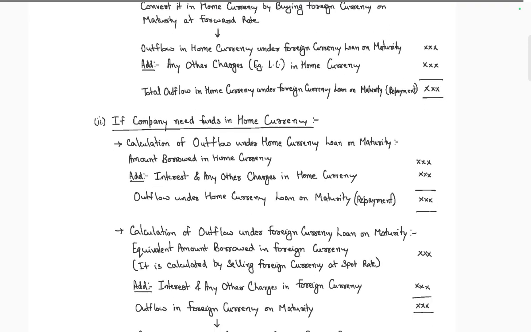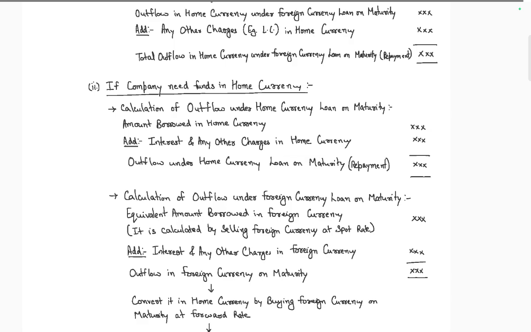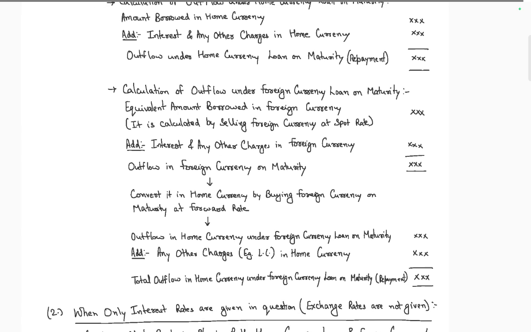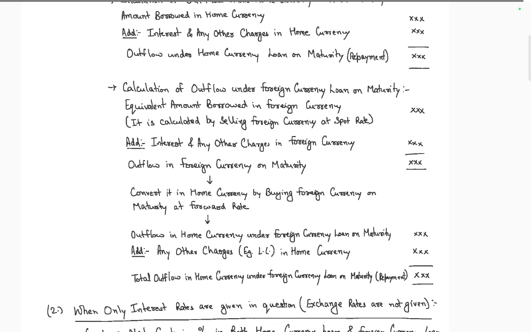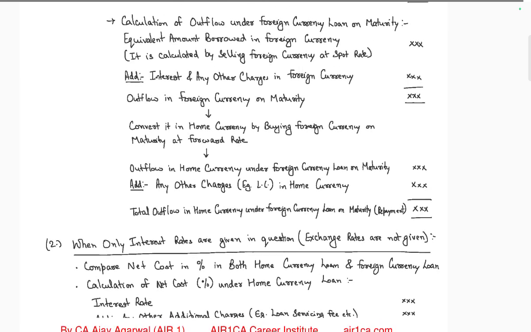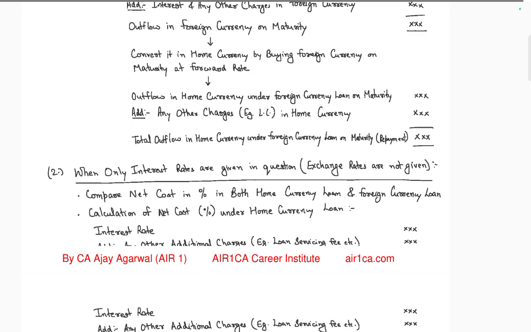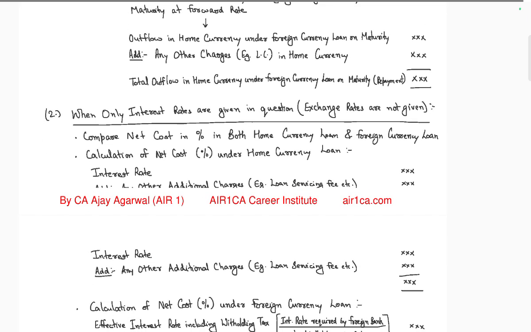If the company needs funds in home currency, calculate the outflow under the home currency loan on maturity: add the amount borrowed in foreign currency, the interest, and the charges in home currency. For the foreign currency loan, calculate the outflow on maturity: the amount of borrowed foreign currency at the selling price, plus the interest charges, make it home currency by buying the foreign currency on maturity, and add other charges.